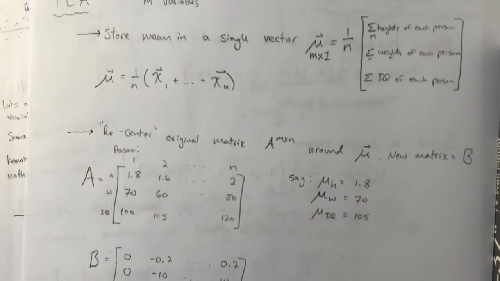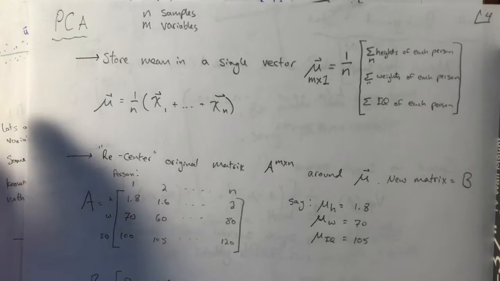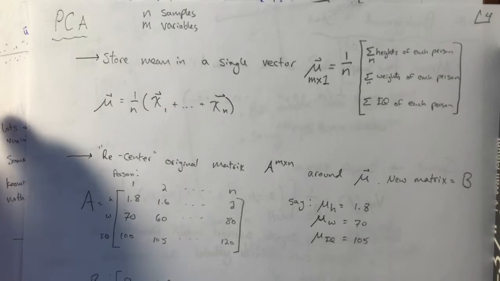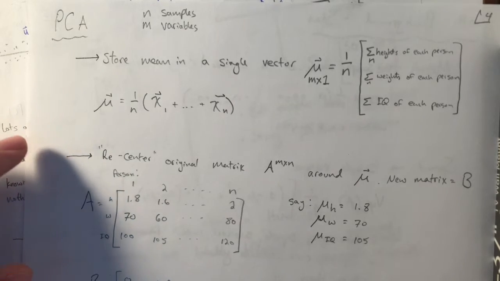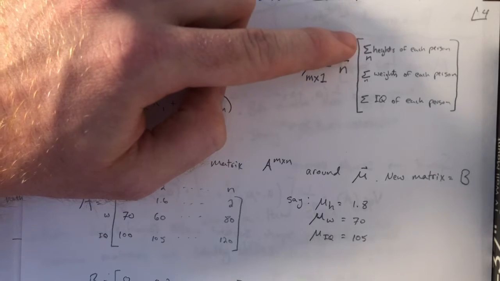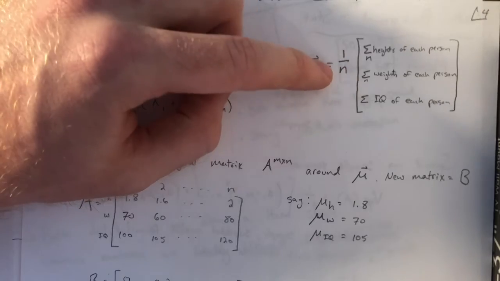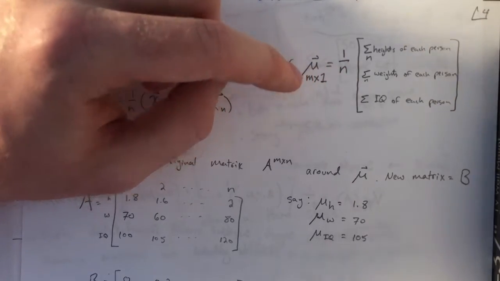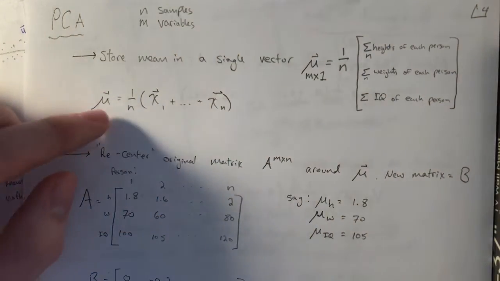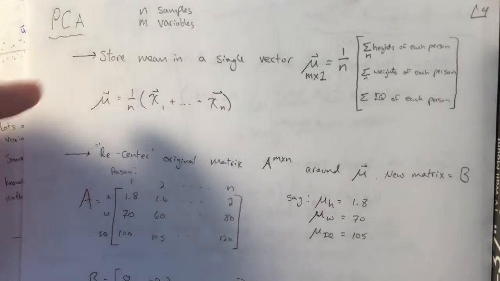Okay, now for PCA. So we could store the mean in a single vector, mu, and mu is an m by 1 matrix. Basically it's just the average of each variable. So here's the sum of all the heights of each person divided by the number of people, the sum of all the weights of each person divided by the number of people, same for the IQ. And we can write this in this little compact format here.